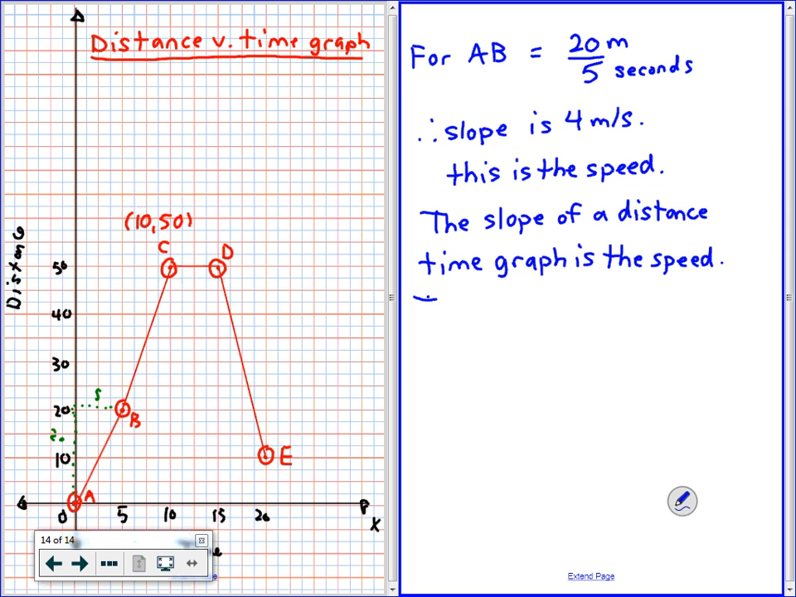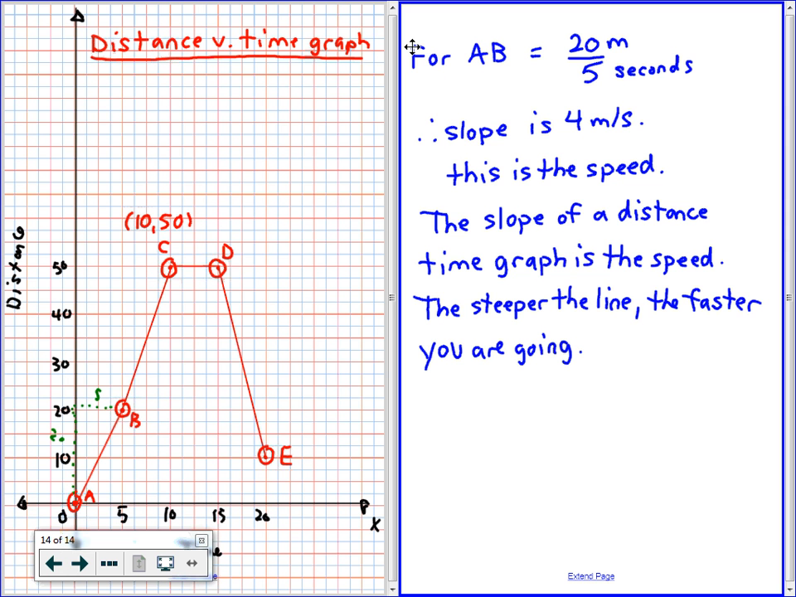The steeper the line, the faster you are going. So that's sort of my summary. The slope of a distance time graph is going to be your speed. The steeper the line, the faster you're going.